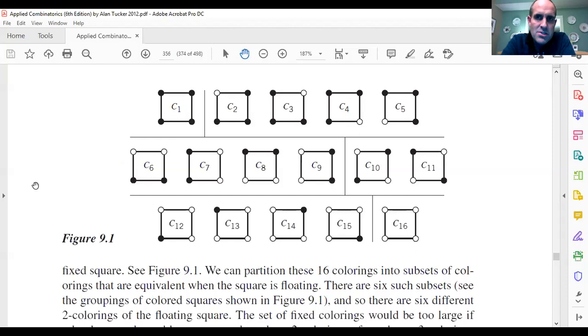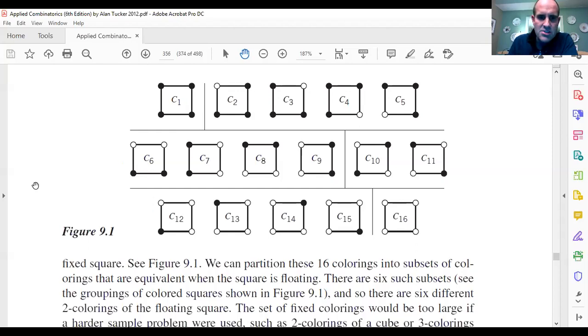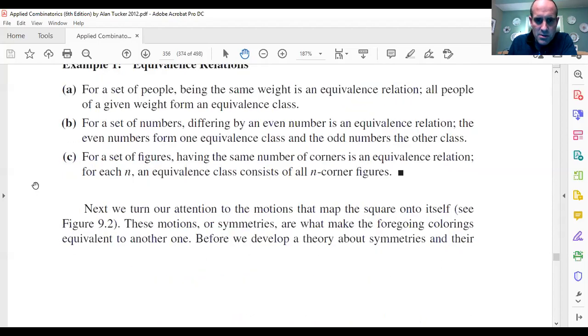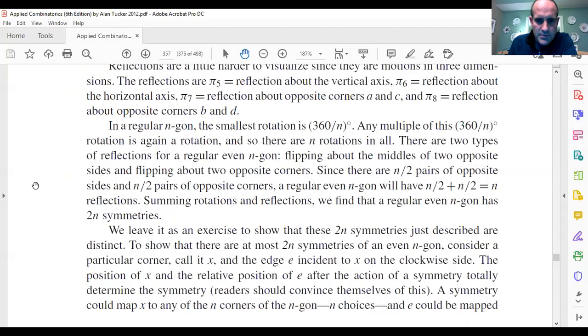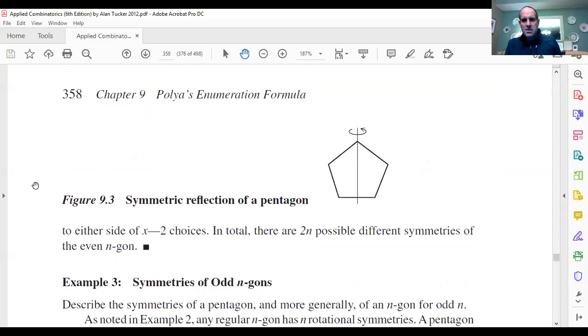Now, what about reflections? In the even case, we matched up opposite vertices or opposite edges. Matching up opposite vertices gave us n over 2 reflections, and matching up opposite edges gave us n over 2 reflections. In the odd case, if you imagine a pentagon, and I think they actually have a picture of this somewhere. Yeah, here it is. So here's a pentagon.